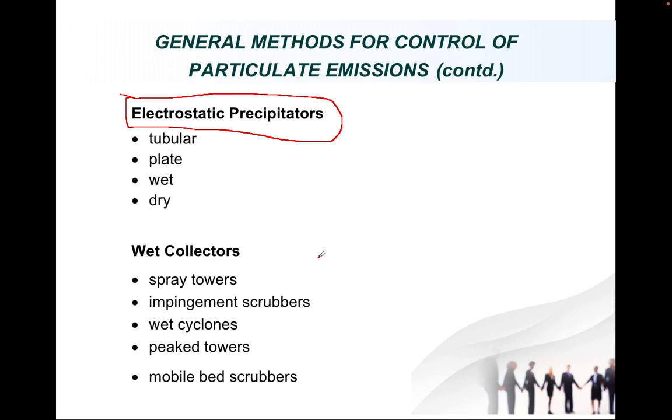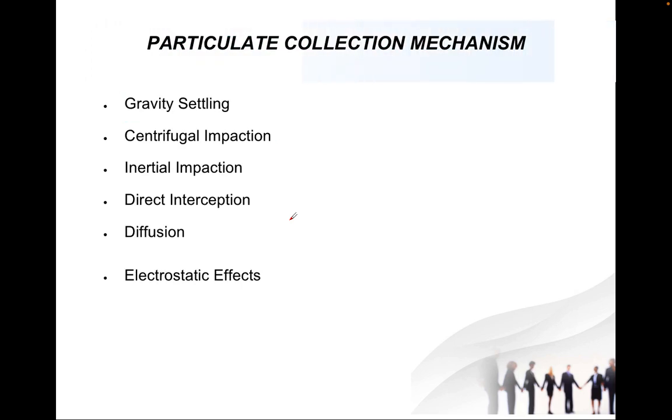Then in impingement scrubbers we can use wet cyclones, packed towers, and moving bed scrubbers also. We are not going into the details of construction and working of all those ones. We are going to see the electrostatic precipitators. Those are important types of the collectors. These two we are going to see. I will share the videos of the working and the construction of these two.